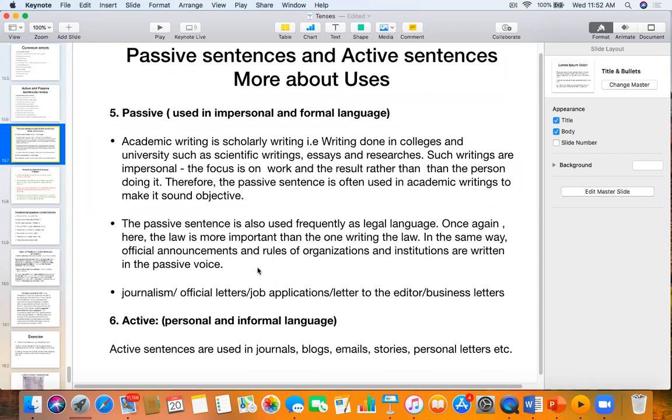It is again the passive sentence. You'll see a lot of passive sentences being used. And then if you want to write a letter to the newspaper or to an editor, you use the passive sentence. You're writing business letters, you use the passive sentence. All right. These are some examples of where you will see passive sentences used. And the main reason is to make it impersonal. All right. Not to make the person who's saying more important, but the work more important.